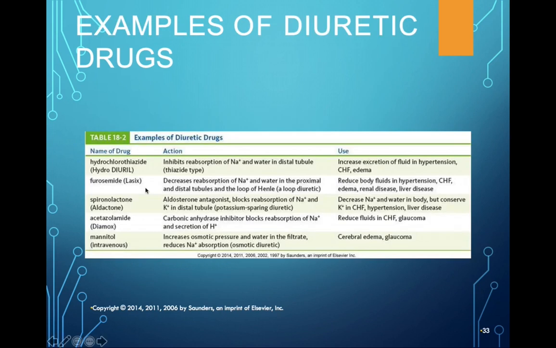Lasix is one of the biggies. Aldactone is another one. Diamox. So these tell you their primary actions and their use. But these are just a few examples of some of the common diuretics. This is also a biggie that is used, especially with hypertension and cardiac heart failure. We see this a lot in patients.